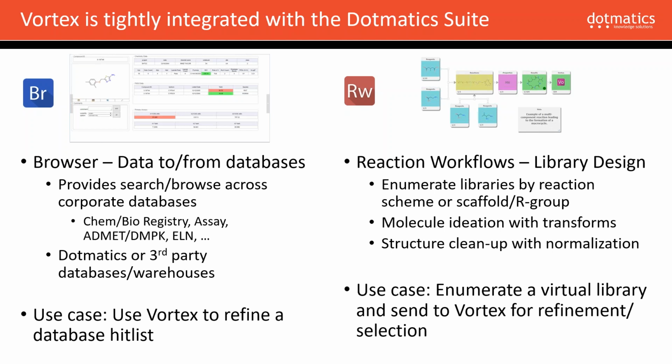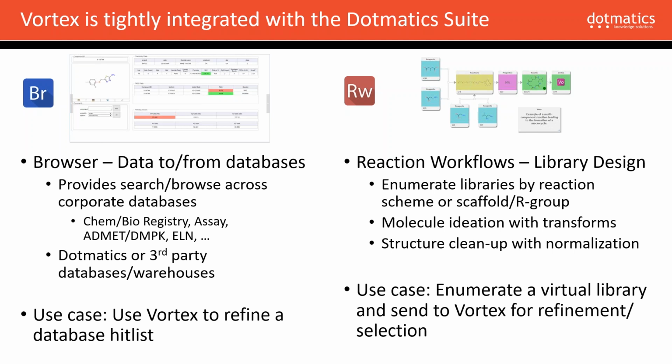And then the second example, coming back to chemistry, is to use a tool called Reaction Workflows, which is intended for library design. It's a graphical workflow building tool where you can build up procedures to do things like enumerating libraries by reaction scheme, which is what you'll see today, or by scaffold and R group, to use transformation nodes to do idea generation or to do structure cleanup. So in this case, the example is going to be to build an enumeration of a virtual library.